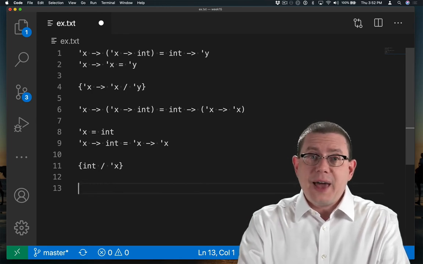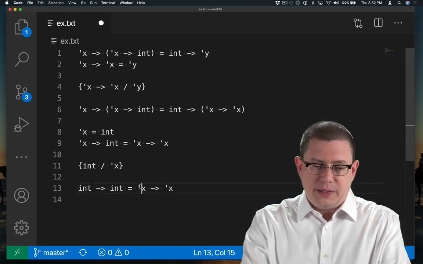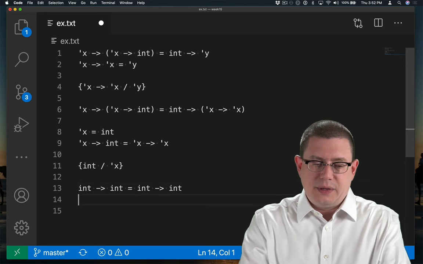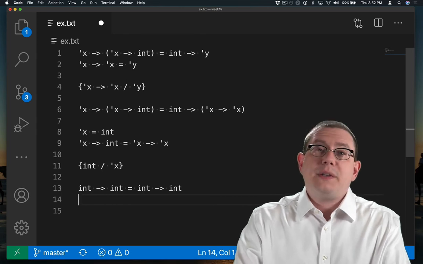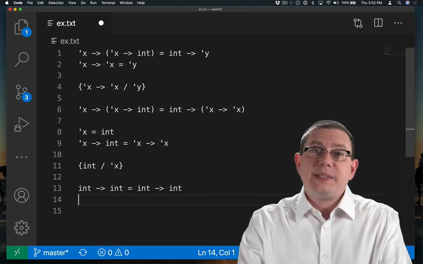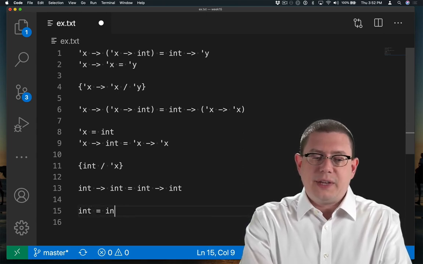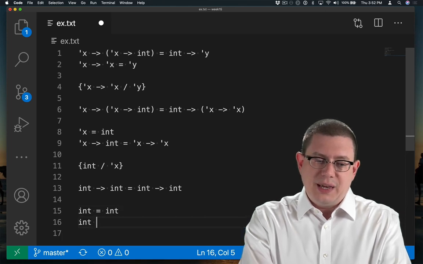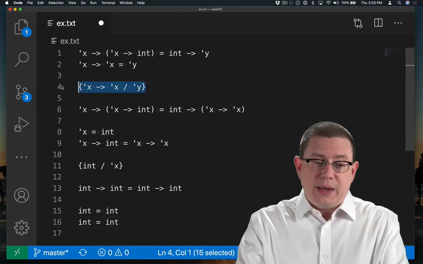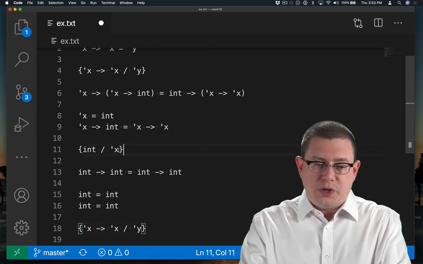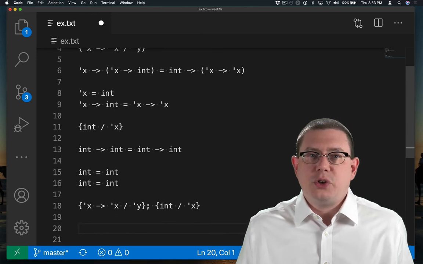Okay, so if I take that substitution and apply it to this remaining equation, what do I get? I get int arrow int equals int arrow int. Now, of course, looking at that, we can immediately see that's the same type on both sides of the equality. If we wanted to be a little more algorithmic about it, we could say once more we have a function type, and we could break that down. The left-hand side of the arrow has to equal the left-hand side of the arrow in both places, so that's int equals int, and the same thing for the right-hand side of both of the arrows. Okay, so at the end, we got this substitution. First, we do x arrow x substituted for y, then we do int substituted for x.